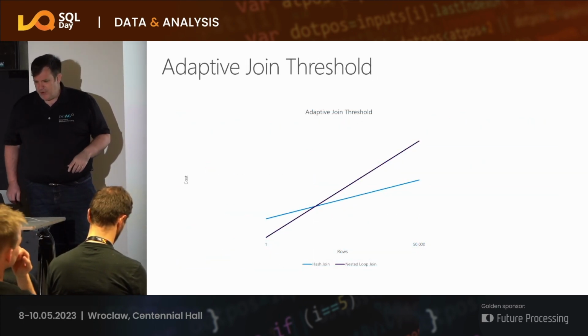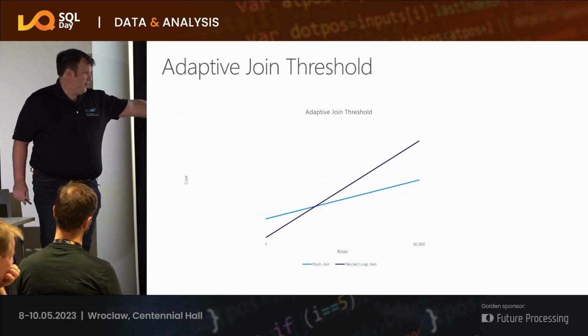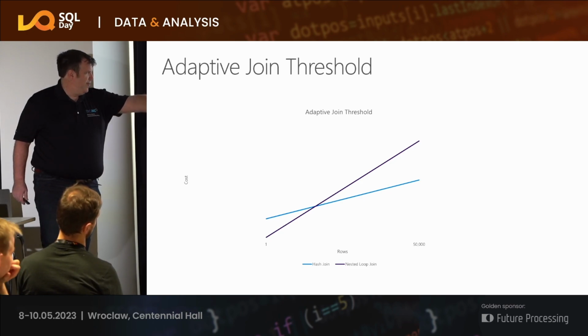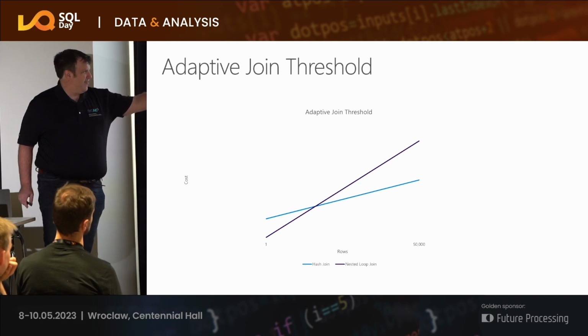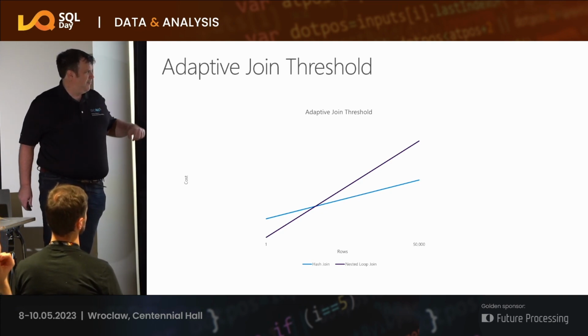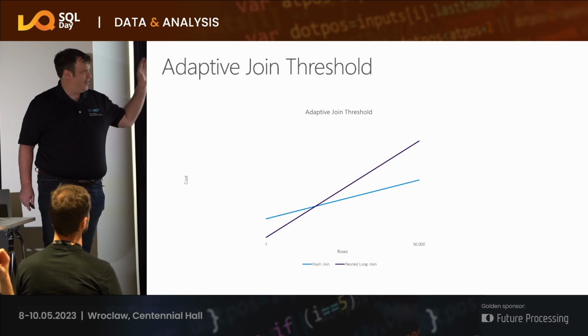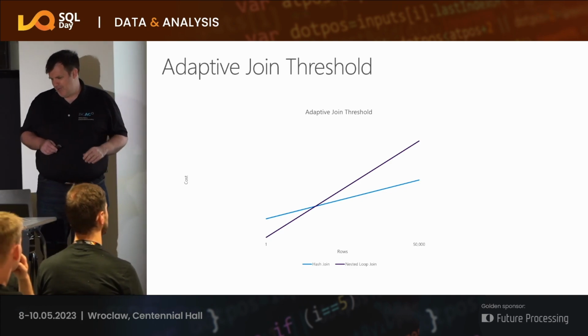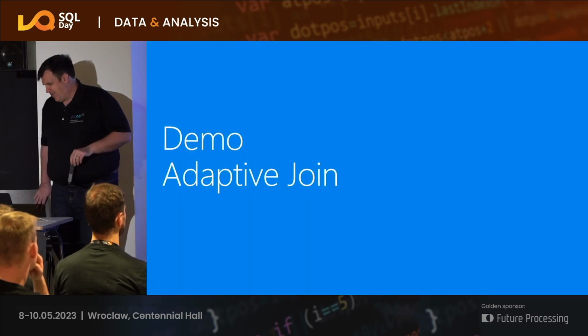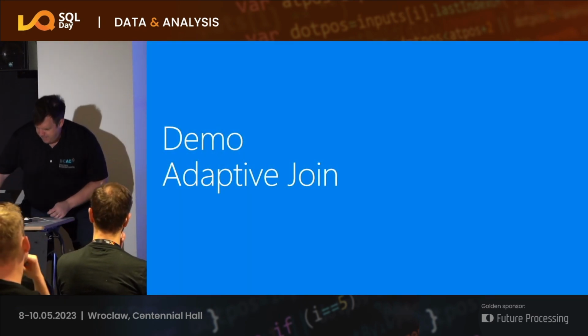We have this threshold, and you can't really see the numbers here, but it's 1 in 50,000. This is what Microsoft gave us. They don't give us a great deal of help on the x-axis. It's probably somewhere around 10,000 rows where it will switch over. And then let's just do a quick demo of this.